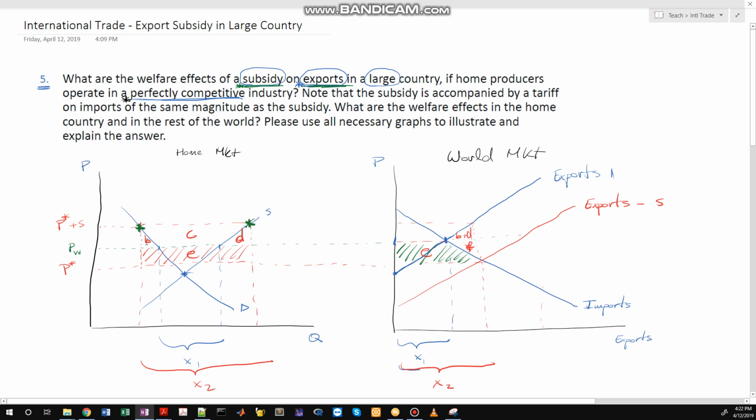And the way we look at the welfare losses, right? Consumers lose, but some of it is gained. Consumers lose area A plus B, but some of it is gained. A plus B plus C plus D is gained by producers, and then area E, it's a terms of trade loss.